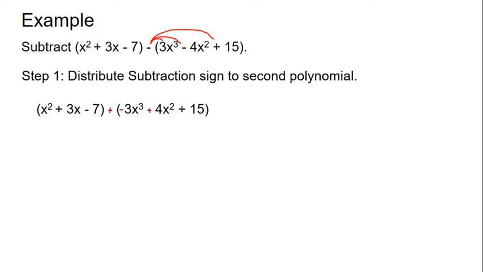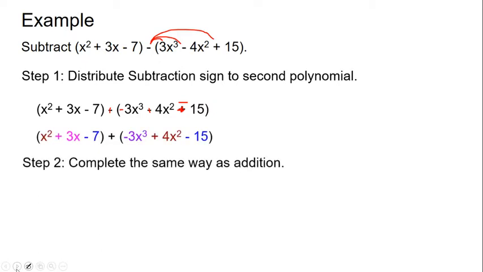the signs inside. Okay, so then we have x squared plus 3x minus 7 plus now the polynomial negative 3x cubed plus 4x squared minus 15. Now it's similar to the addition problems we just did. So we're going to identify our like terms, and then we're going to complete it the same way as addition.